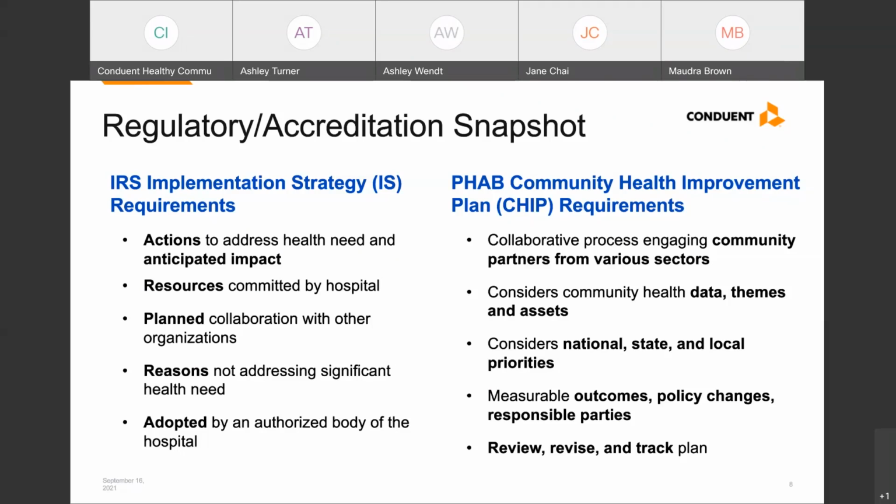In addition, the CHIP will need to consider national, state, and local priorities, including measurable outcomes, necessary policy changes, and identify responsible parties for that implementation. Finally, you'll need systems to review, revise, and track your plan.